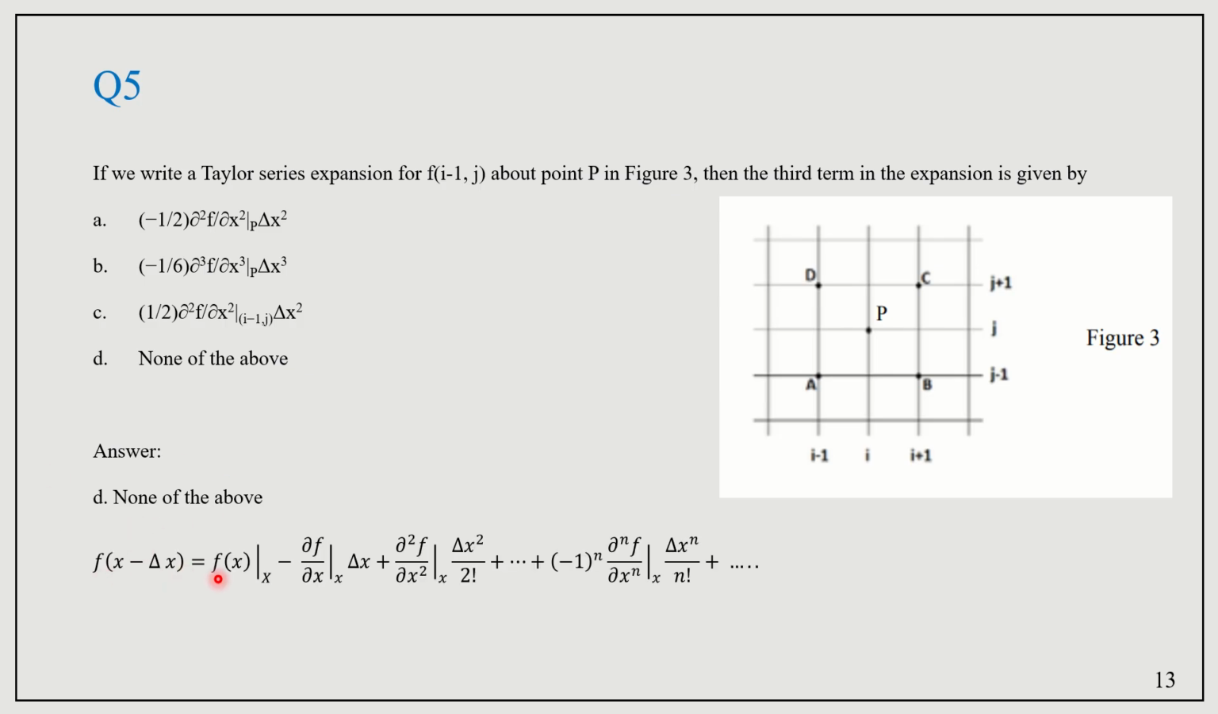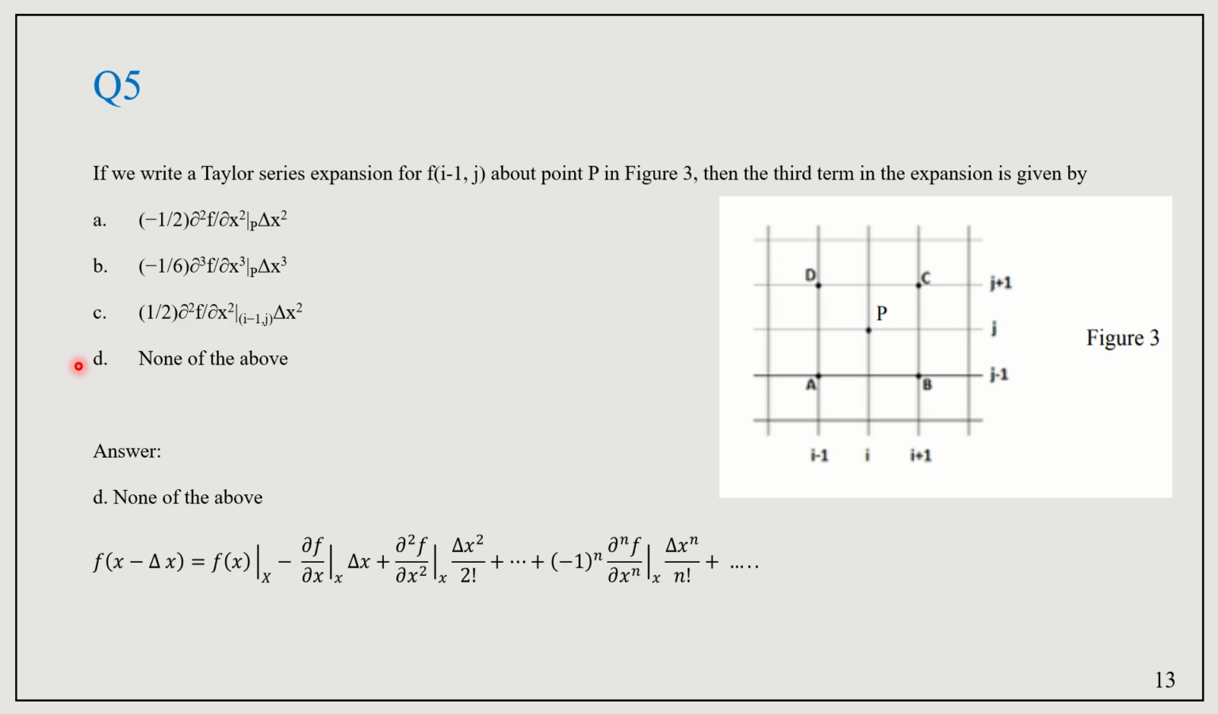Why? Because f of x minus delta x is given by f of x at x minus dou f by dou x at x into delta x plus dou square f by dou x square at x into delta x square by 2 factorial and goes on. So here f of i minus 1, we can keep it at i, minus dou f by dou x at P into delta x plus dou square f by dou x square at P into delta x square by 2 factorial. So it is wrong because it is given as i minus 1 comma j. Rather it should be at P. So all three given are wrong and option D, none of the above, is the right answer.